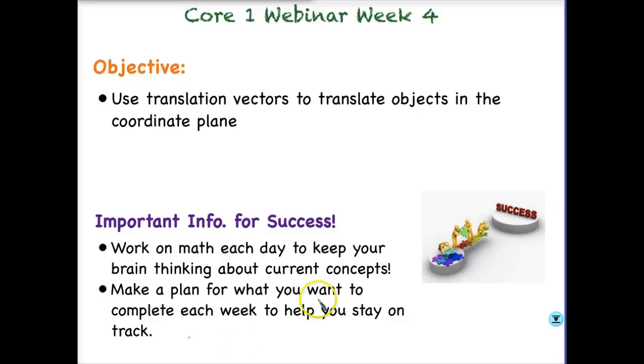Make sure you are reading this important info for success. Try to work on math every day, that way you'll stay fresh in math and you won't have to re-remember things. And keep making a plan about what you want to do to keep caught up if you're not.